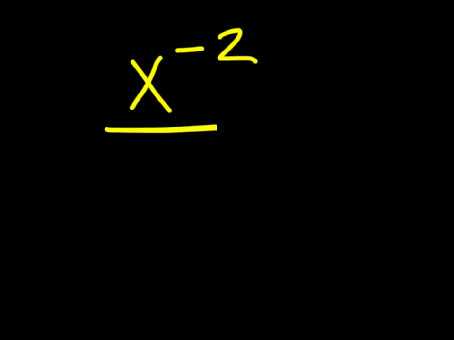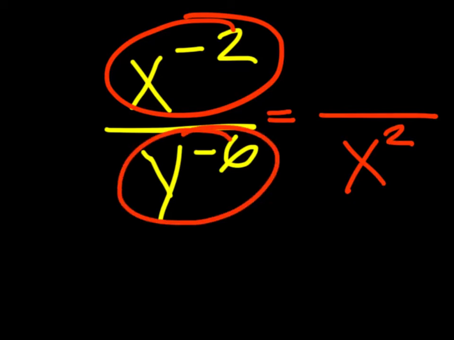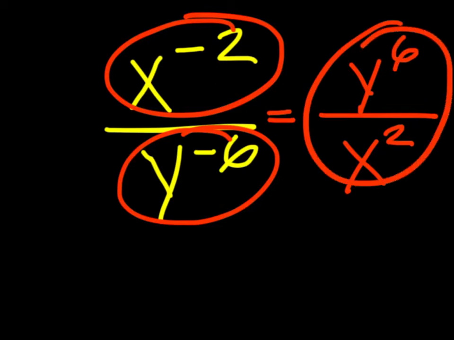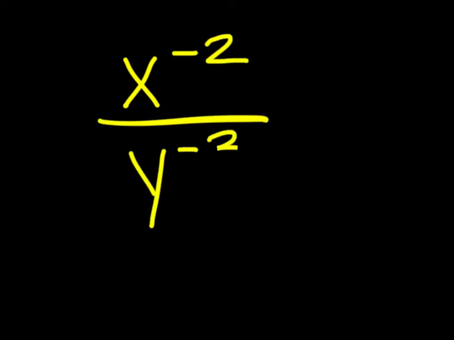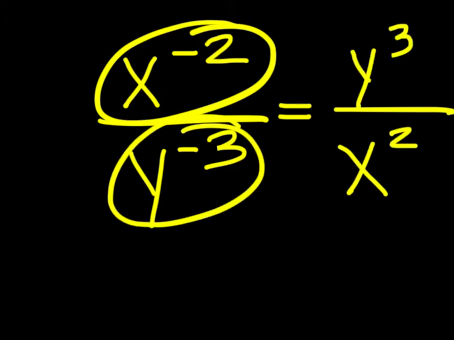Another practice problem. X to the negative second over y to the negative sixth. Solution for the practice is that since this is a negative exponent, it goes to the bottom and becomes positive. This is a negative exponent, it goes to the top, becomes positive. Another practice problem. X to the negative second over y to the negative third. On the practice problem, this goes to the bottom, the exponent becomes positive, and this to the top, exponent becomes positive.